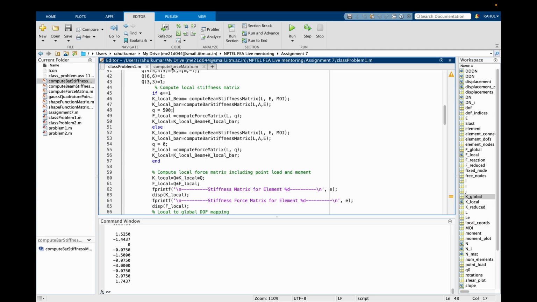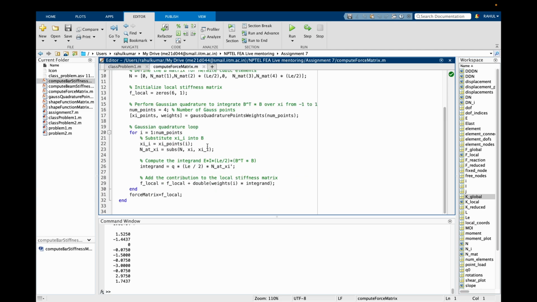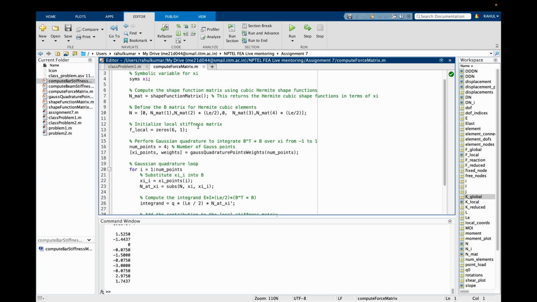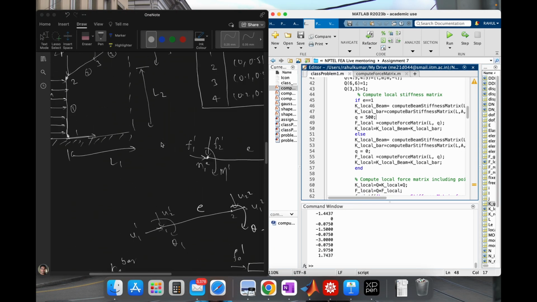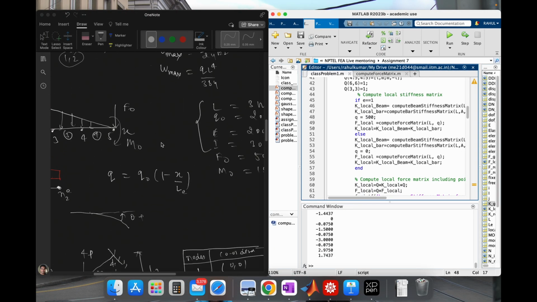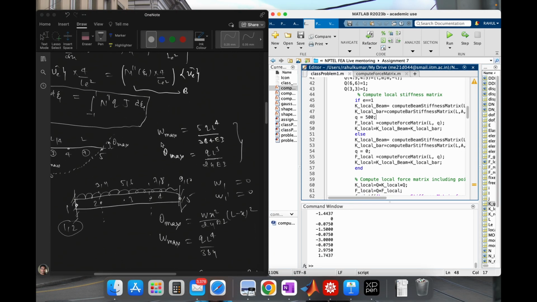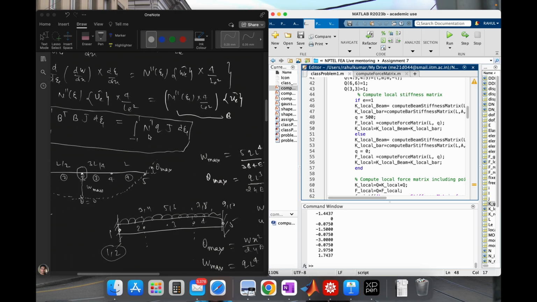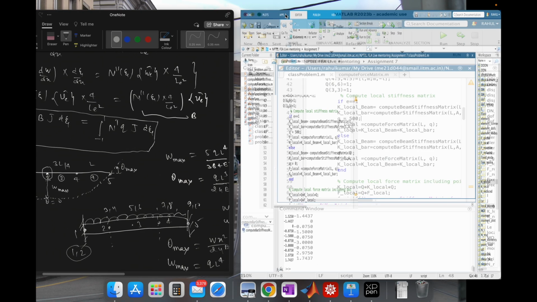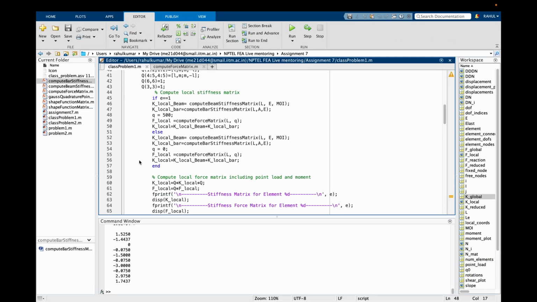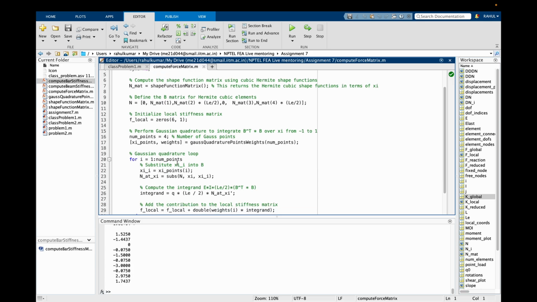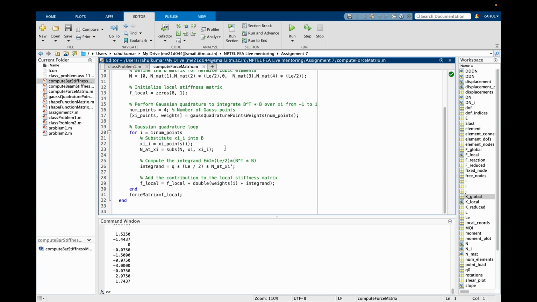But into the compute force matrix, for the case of bar, we need to integrate, because we already saw that that is nothing but the q into n transpose. We already saw that that was n transpose q into j. So that's why it requires an integration, and that's why we need to create a function for that.